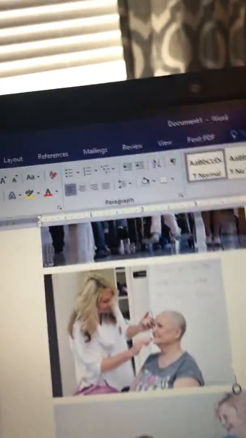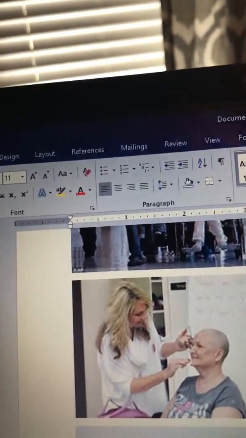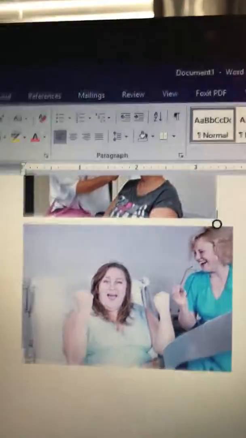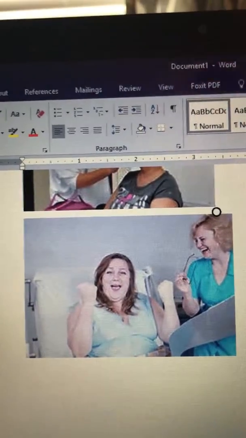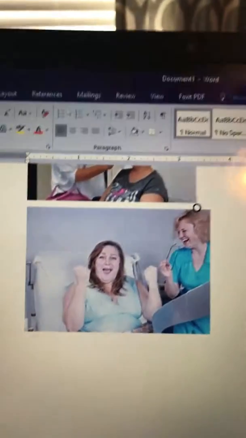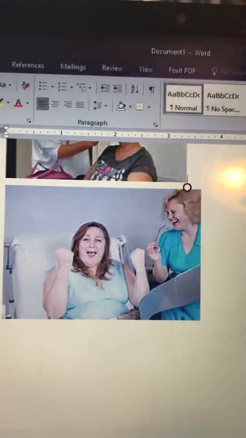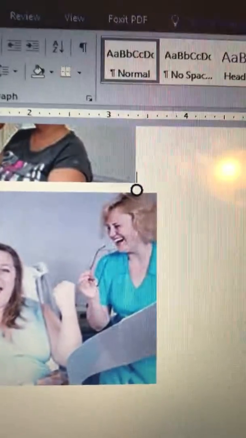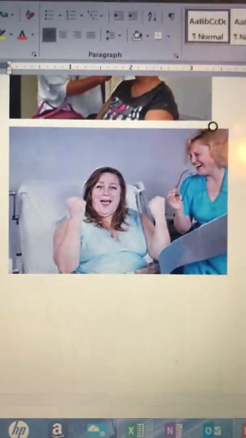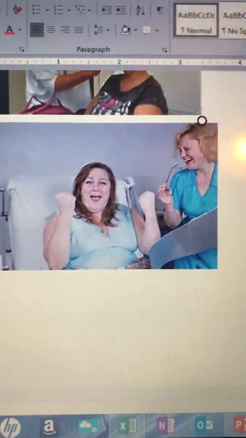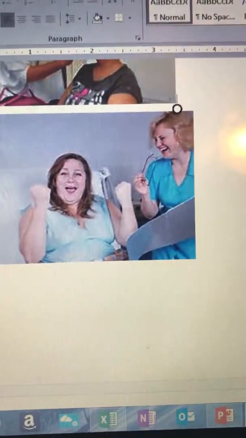Last photo I want to discuss is the best one of them all, right here. Don't you just smile looking at this photo? Look how happy this patient is. Look how happy this nurse is. She's happy for her. This just makes my heart smile, which is what we want.